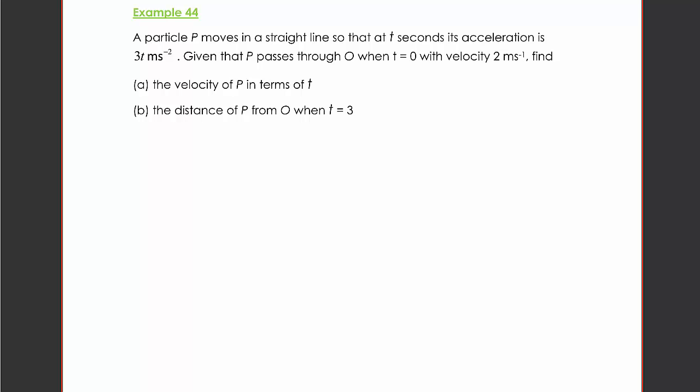A particle P moves in a straight line so that at t seconds, its acceleration is 3t meters per second squared. So let's straight away say that a is equal to 3t. Given that P passes through O when t is 0, with a velocity of 2 meters per second, we want to find the following. So what we're being given here is that x equals 0 and v equals 2 when t equals 0. And that's going to enable us to work out any constants that come up.